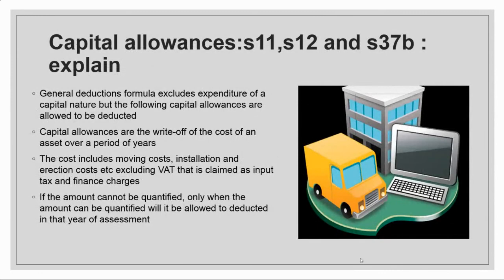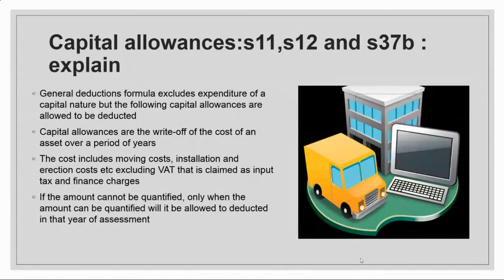Now, if we look at capital allowances, these are specific allowances that were excluded from your general deductions because of the fact that they are capital in nature. And that is generally writing off the asset's cost over specific periods of time. What is important to note here is the cost includes any moving cost, installation or erection cost that is incurred, but it excludes VAT, especially if you are a registered VAT vendor. Then you have to remove the VAT amount when you do the calculation.